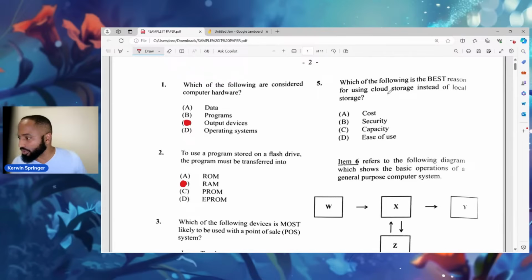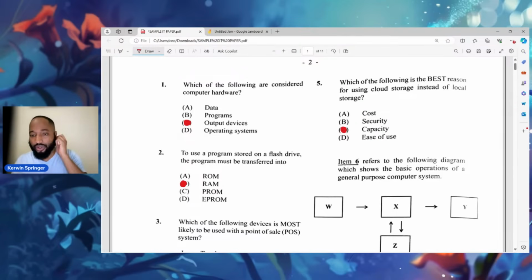Which of the following is the best reason for using cloud storage instead of local storage? Cost, security, capacity. Well, cost to capacity ratio. So cost and capacity is both kind of saying the same thing. Best answer might be capacity. Best answer might be C. Not security. You're more secure on local storage than cloud storage. Ease of use, not really. Why is the reason most people use cloud storage? Capacity. Best answer is capacity.